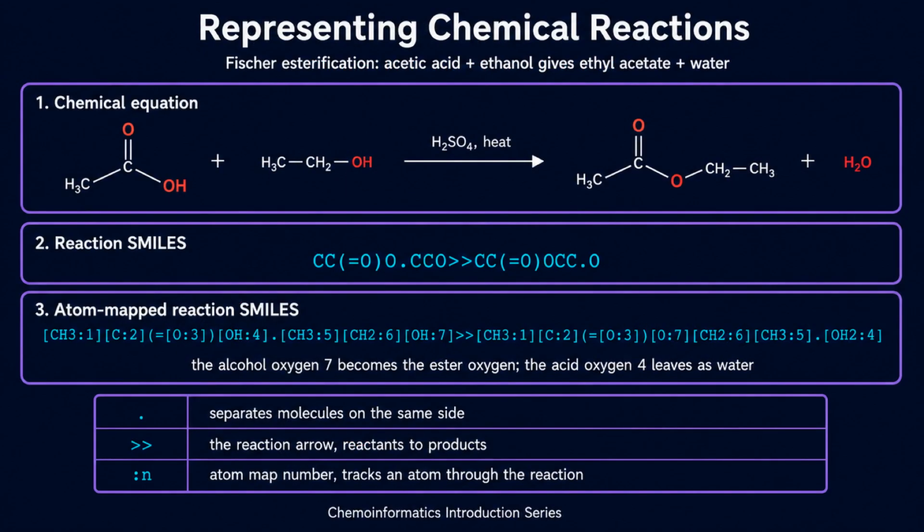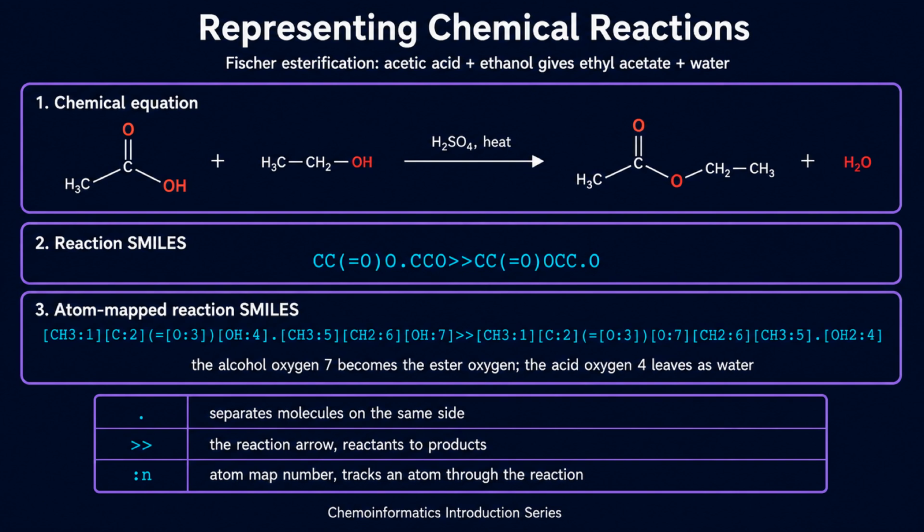Before computers can reason about reactions, they need to understand them. Reaction SMILES extends the SMILES notation we learned in Chapter 1 to include reactions. A period separates different molecules on the same side of the reaction. The double greater than sign represents the reaction arrow, separating reactants from products. For example, Fischer esterification of acetic acid and ethanol becomes acetic acid period ethanol greater than ethyl acetate period water.